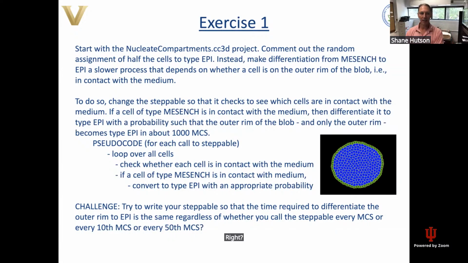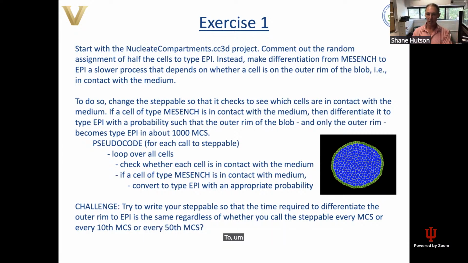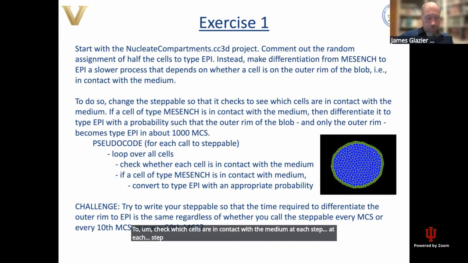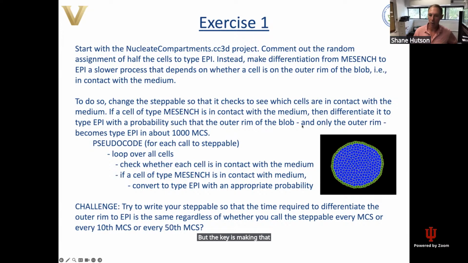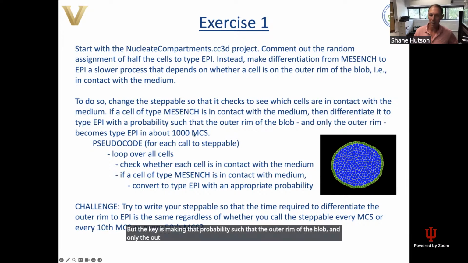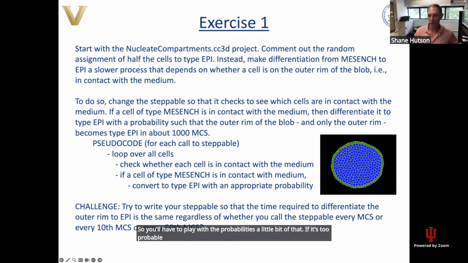And the key to that, I guess the language is still the same, James, that we're talking about steppables as ways to check which cells are in contact with the medium at each step. Yes. And if a cell of type mesenchyme is in contact with the medium, then differentiate it to a cell of type epi with some probability. But the key is making that probability such that the outer rim of the blob, and only the outer rim, becomes type epi within about 1,000 MCS. So you'll have to play with the probabilities a little bit. If it's too probable or too little, you won't get enough, or you'll get too many epithelial cells.